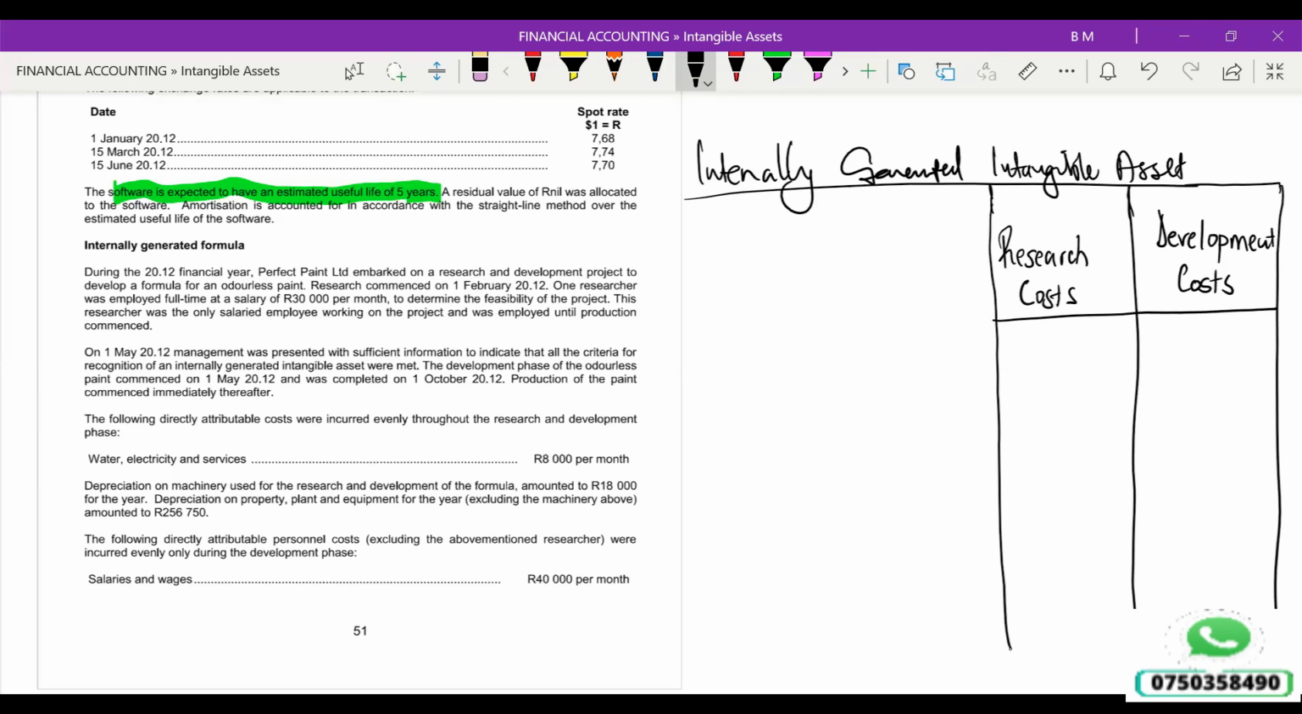Okay, so now we need to determine how many months. So we started our research on 1 February 2012 and it ended on 1 May 2012. So how many months do we have? 3 months. It's February, March, April. So it's actually 3 because May, it was already development.